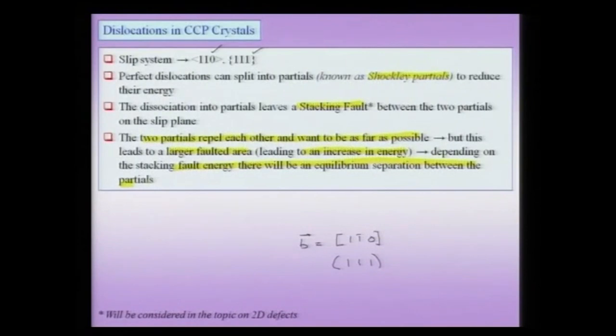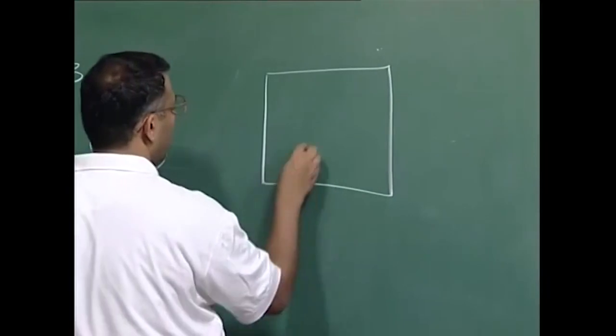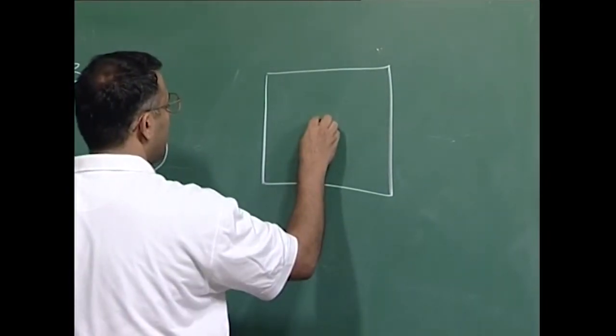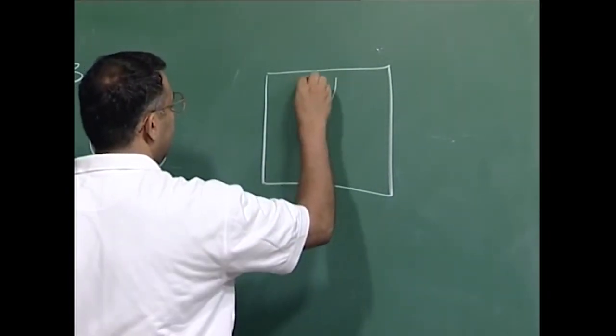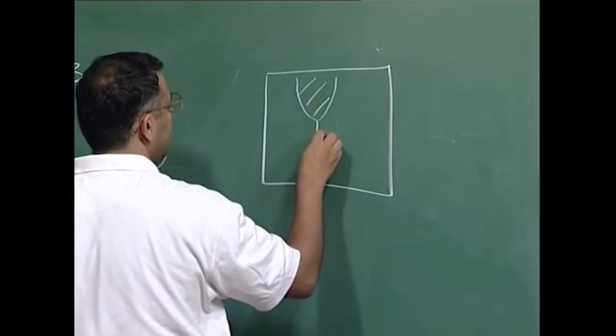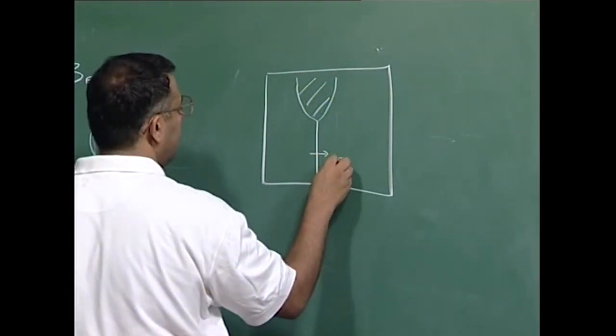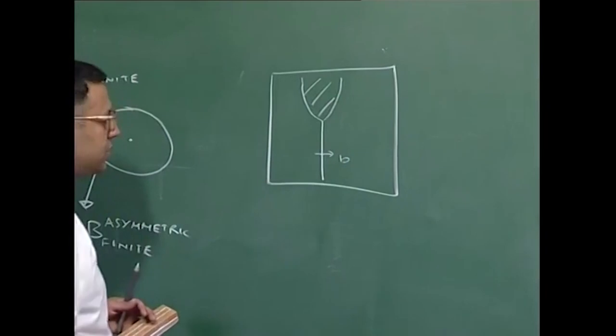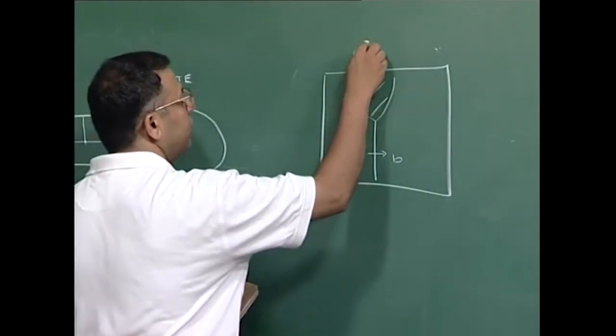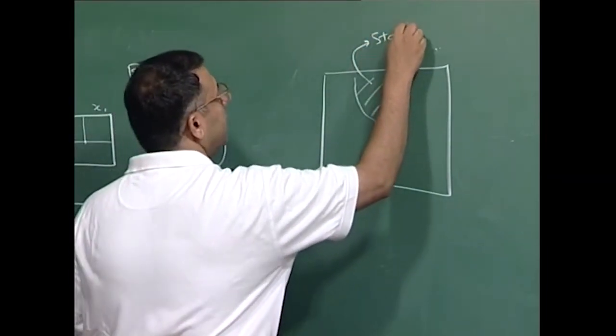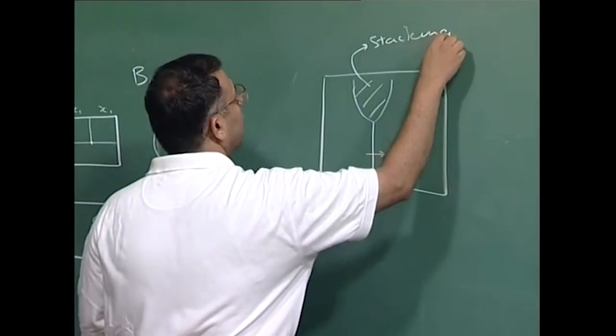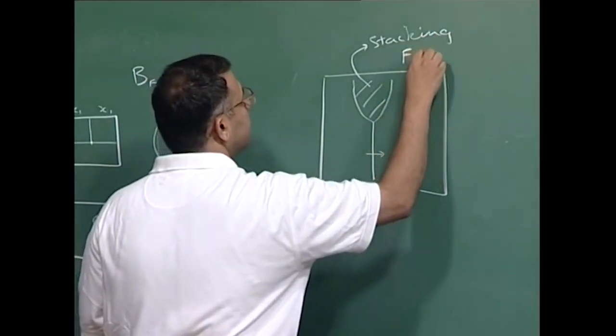Of course, we will consider this in a little more detail, but for now let me draw them schematically like this. Suppose I had a full dislocation line, so this is my slip plane, and this full dislocation line at a node splits into partials. So, this is my full Burgers vector b, and we will see that this splits into partials. The region between the two is my stacking fault, and we will take up this stacking fault when we talk about two dimensional defects.